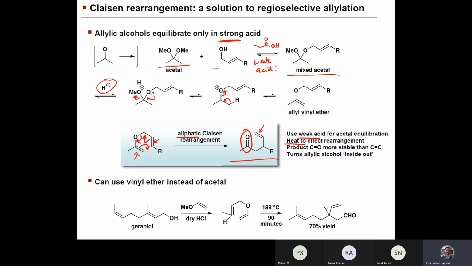Instead of starting from an acetal, we can also start from a vinyl ether like this. Again, use some dry acid so that we don't hydrolyze the enol ether, and again rearrange as before.